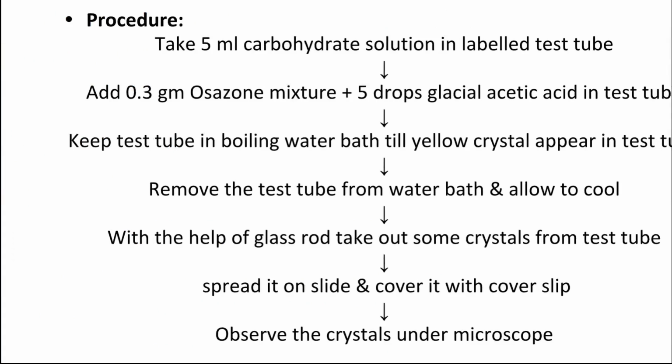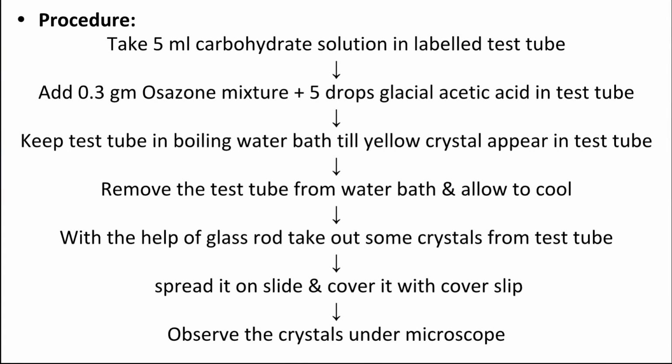What happens in the procedure? We take 5 ml of carbohydrate solution in a labeled test tube, add 0.3 gram of Osazone mixture and 5 drops of glacial acetic acid. Now keep the test tube in a boiling water bath until you see yellow crystals appear in the test tube. Remove the test tube from the water bath and immediately cool it down. With the help of a glass rod, take out some crystals from the test tube, spread them over a slide and cover with a cover slip, and observe the crystals under the microscope and find out which type of crystals you are seeing.